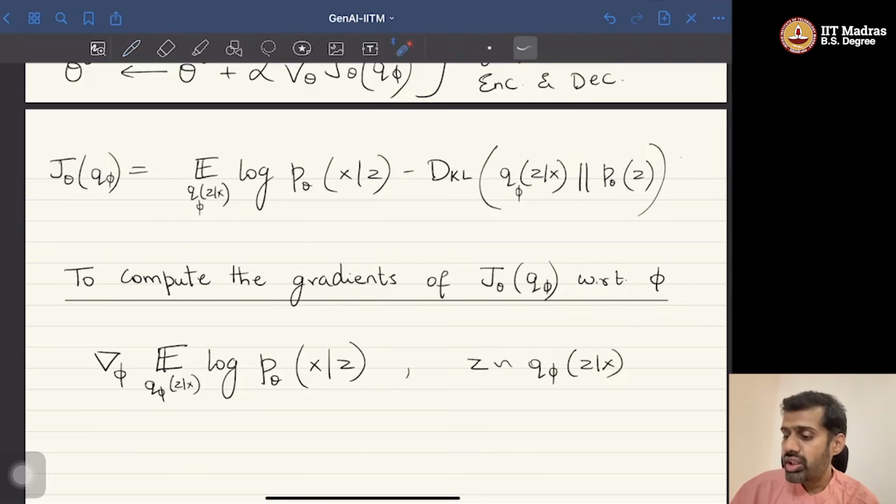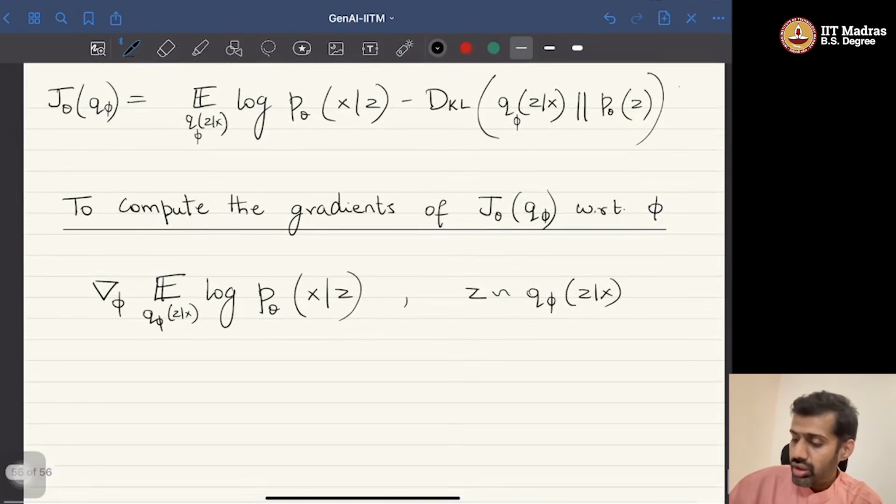We need to compute the gradient of this particular term with respect to phi, and this term depends on phi on two counts. One, the expectation is with respect to Q phi. And two, the conditioning variable here, which we are sampling in the loss, is also sampled from Q phi of Z given X, so there is dependence on phi there as well. Okay, we need to compute the gradients now. The above term looks like the following.